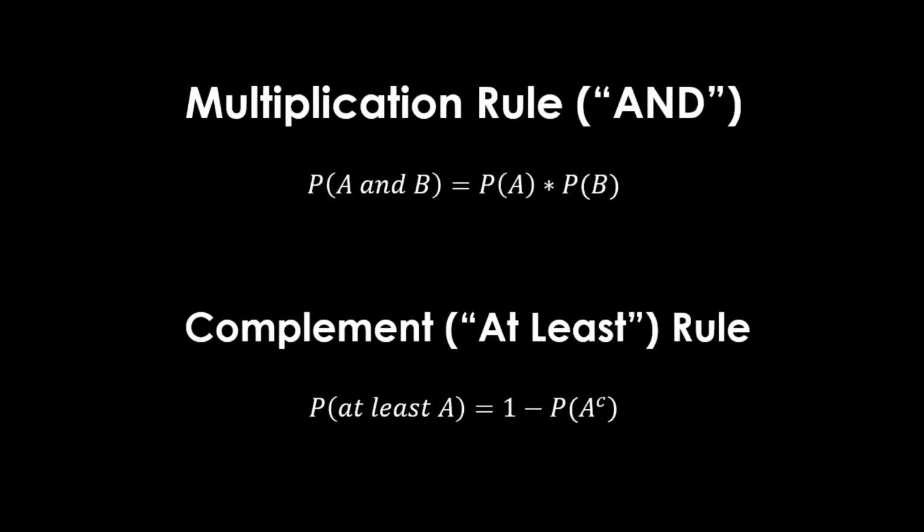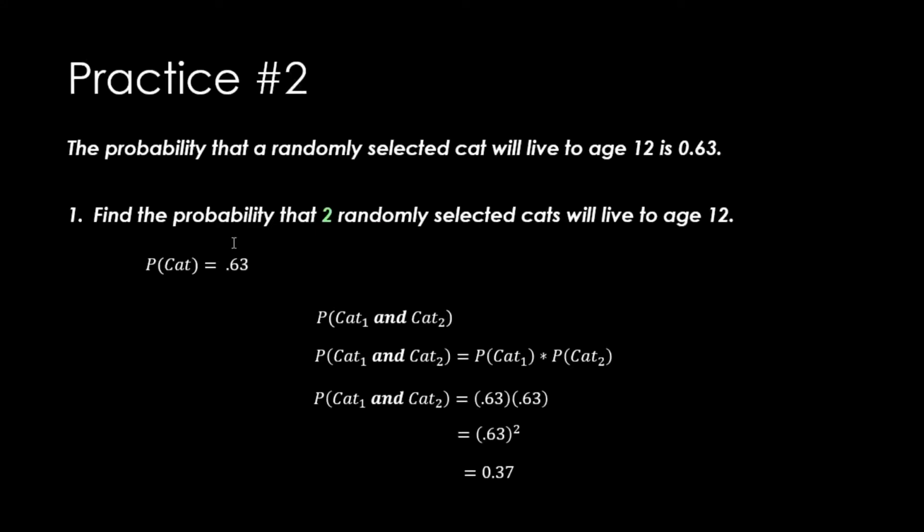Let's look at an example of how these rules can be used in a typical problem. The probability that a randomly selected cat will live to age 12 is 0.63. Find the probability that 2 randomly selected cats will live to age 12. Okay, so the problem tells us that the probability of a single random cat living to old age is 0.63, or 63%. We can represent this as probability of cat is equal to 0.63. Our scenario for the problem asks for the probability of encountering two random cats, let's call them cat 1 and cat 2, that both live to age 12.